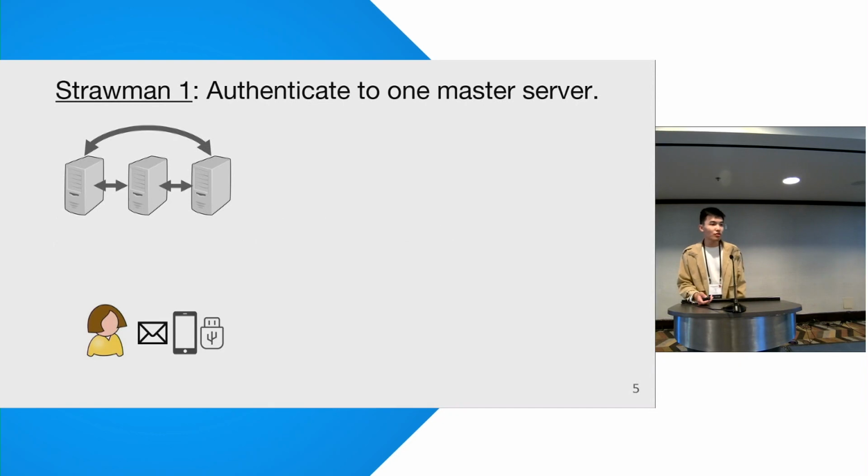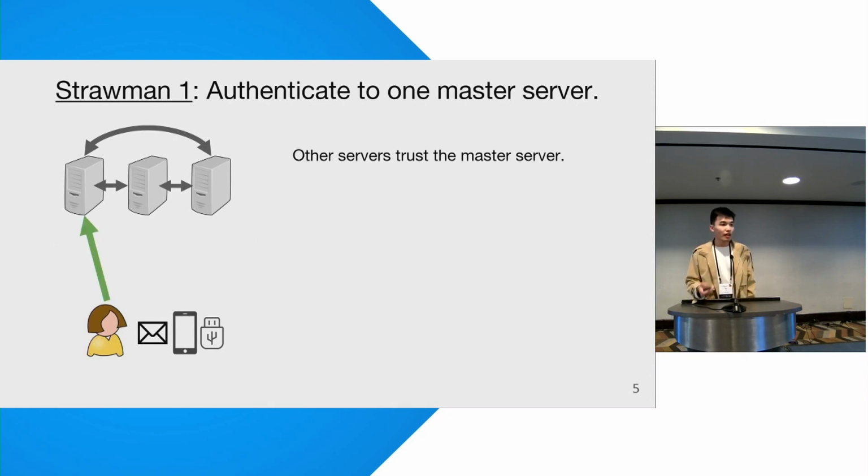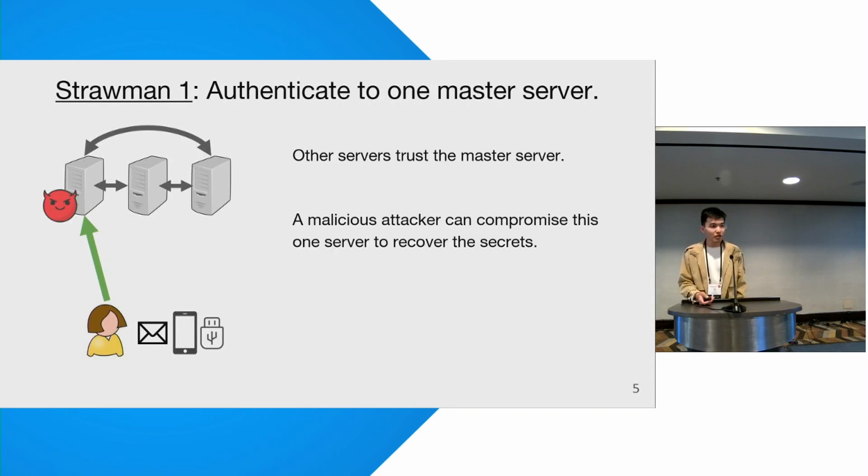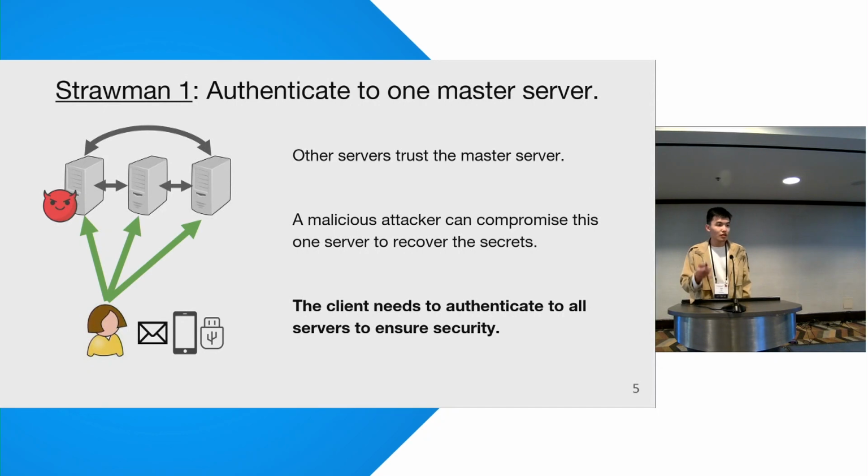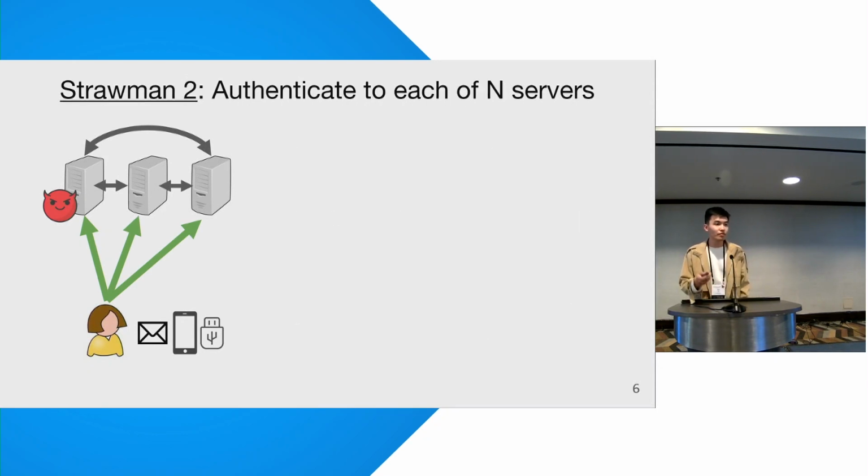One strawman approach is that we can have the servers authenticate to one master server, and we assume that other servers just trust this master server. However, this approach will introduce a central point of attack because a malicious attacker can compromise this one single server to recover the secret. So to ensure security, the clients need to authenticate to all servers.